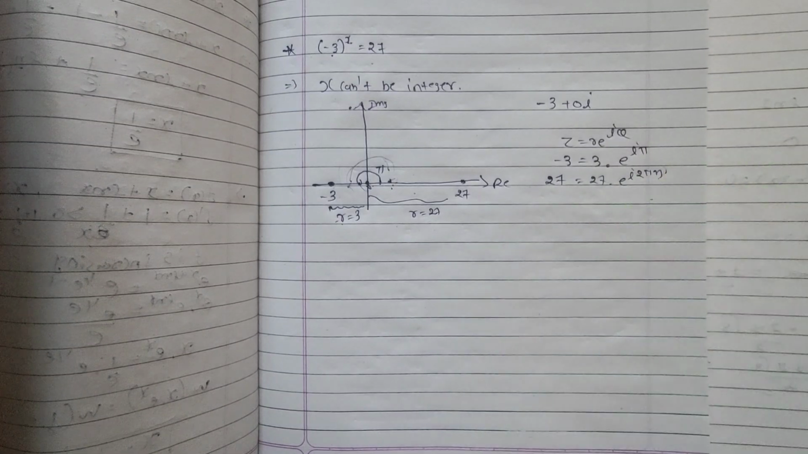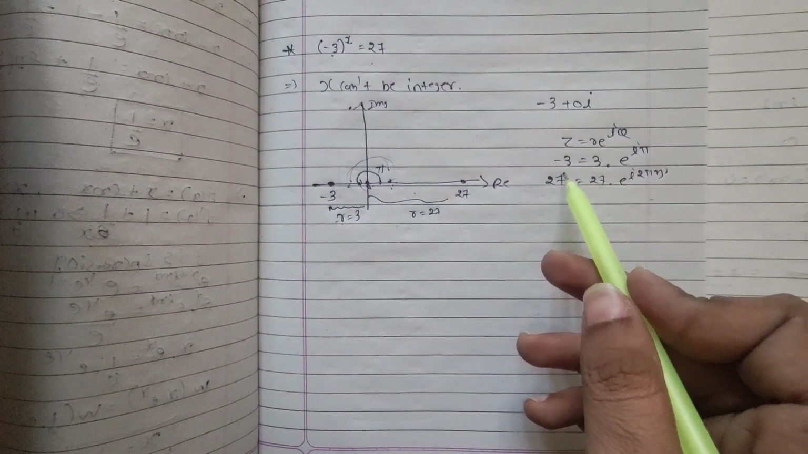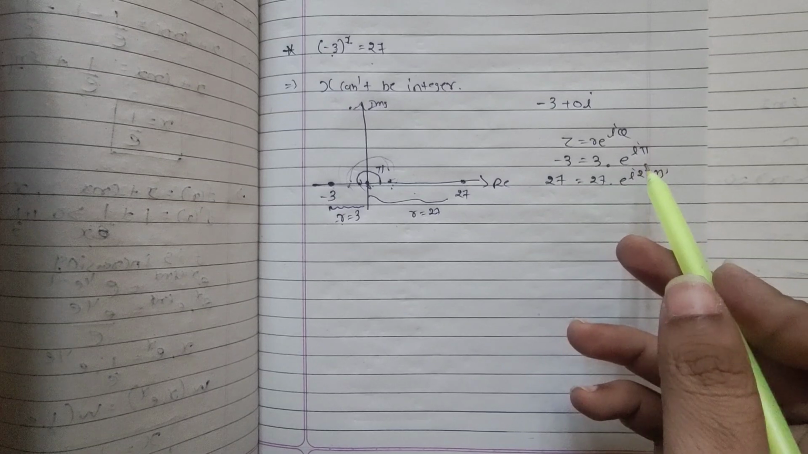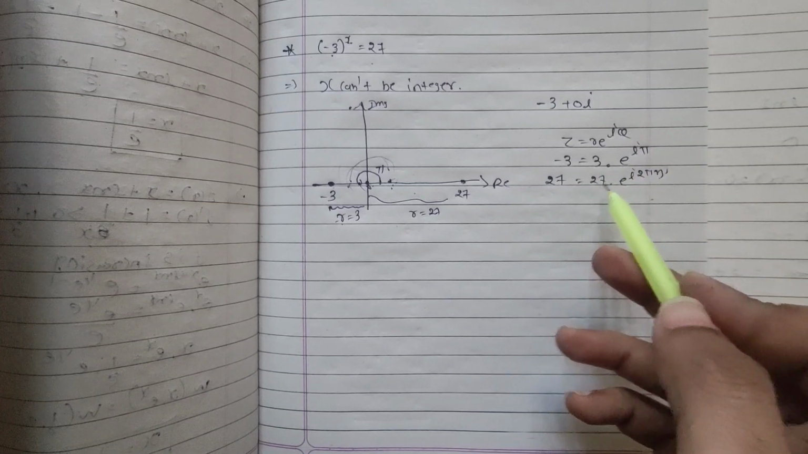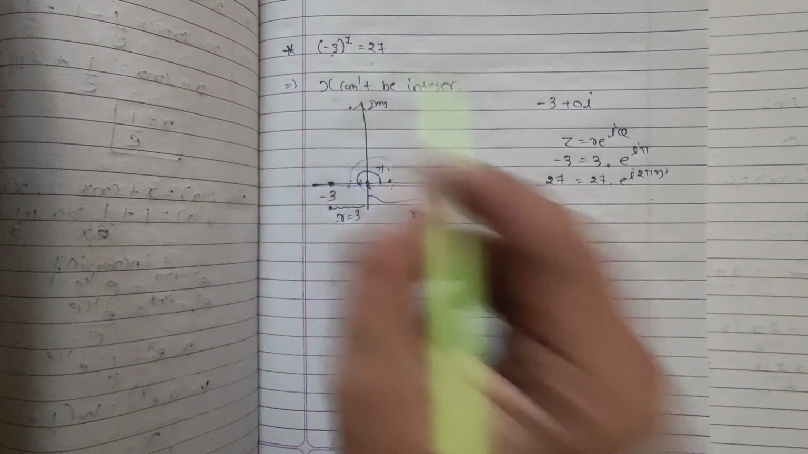This is the multiple of 2 pi. So I hope you got it via how I have written minus 3 equal to 3 into iota e raised to iota pi, and 27 equal to 27 into e raised to iota 2 pi n. Okay. So now we will put these two values in this equation.